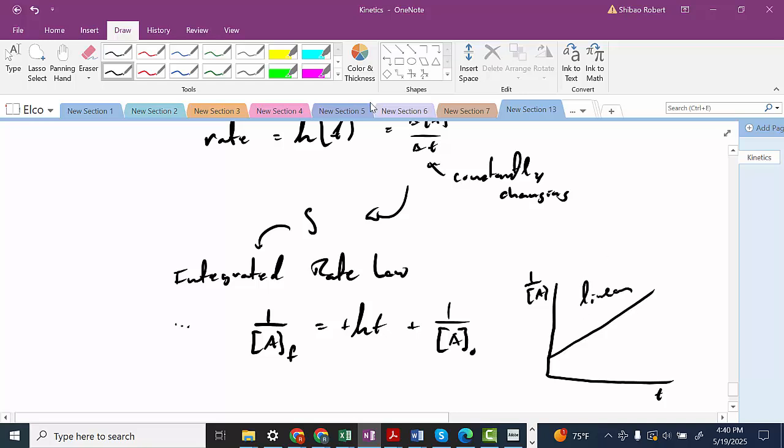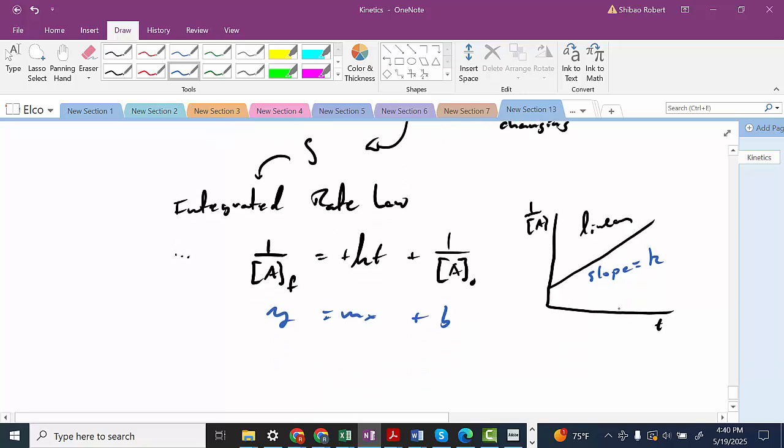And when we look at the line here, this is y is equal to mx plus b. And so the slope here is going to equal k. This is already positive, so we don't have to change the sign. The slope is equal to k. Again, rate constants and rates are positive. And so, okay, we have that.